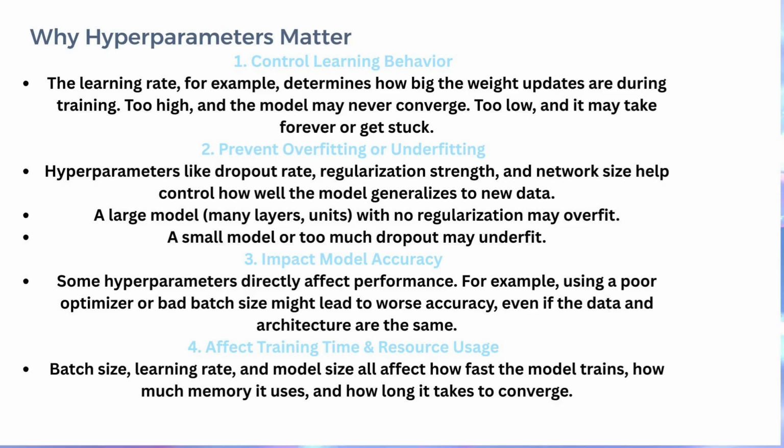Third, impact on model accuracy. Some hyperparameters directly affect performance. For example, using a poor optimizer or a bad batch size might lead to worse accuracy even if the data and architecture are the same. Fourth, they affect training time and resource use. Batch size, learning rate, and model size all affect how fast the model trains, how much memory it uses, and how long it takes to converge.